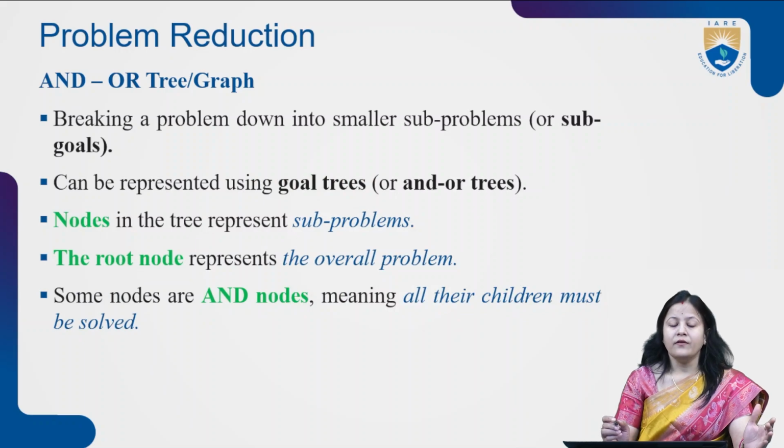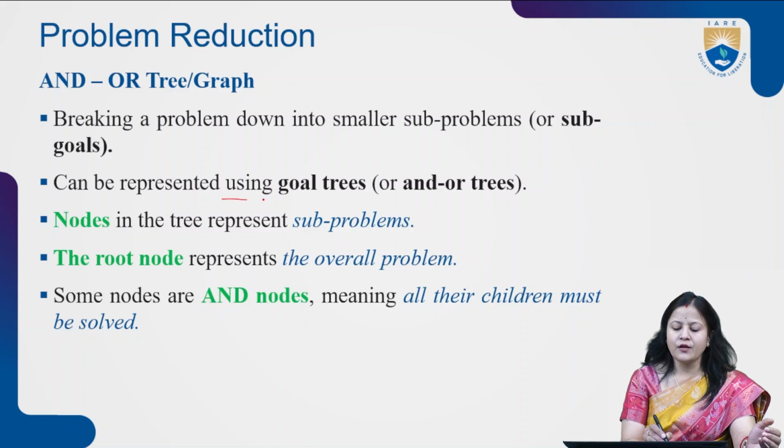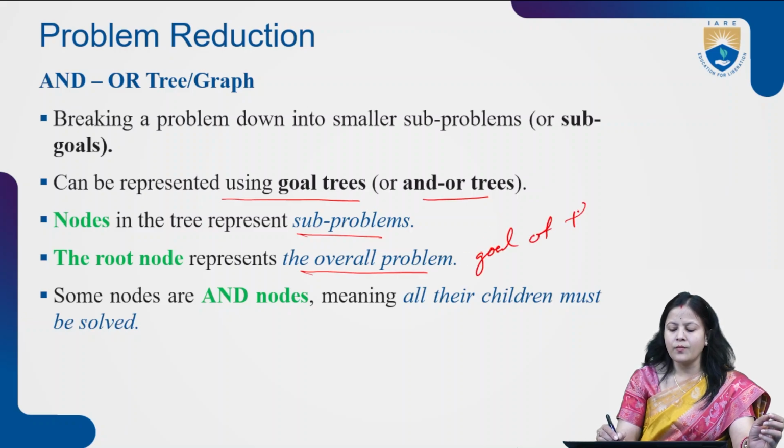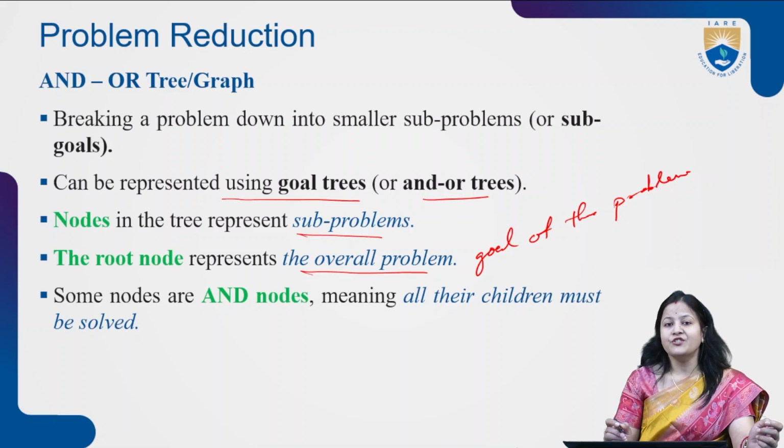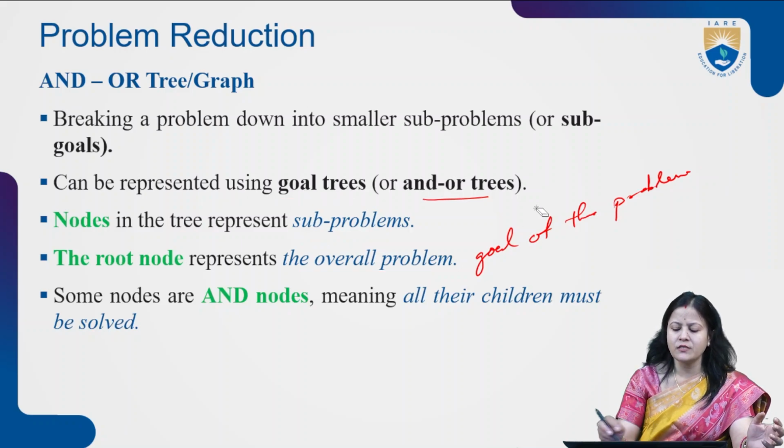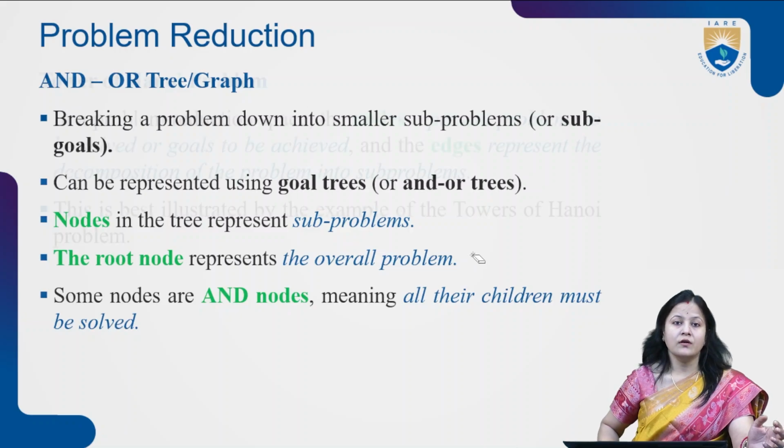Now this AND-OR graph breaks the problem down into smaller sub-problems, and it can be represented using the goal tree with the help of an AND-OR tree, because the root node here is the goal node. The main goal of the AND-OR tree is to achieve the goal. Here nodes in the tree represent the sub-problems, and the root node represents the overall problem, which is called the goal of the problem. Some nodes are AND nodes, meaning all their children must be solved. So these are the points to be remembered for an AND-OR graph.